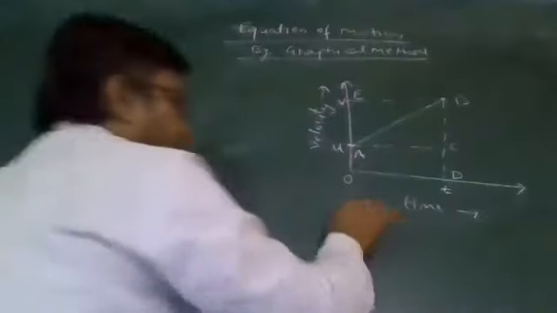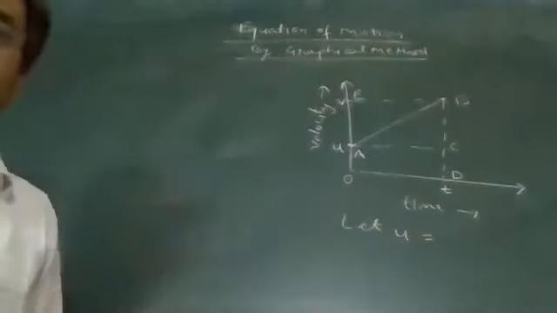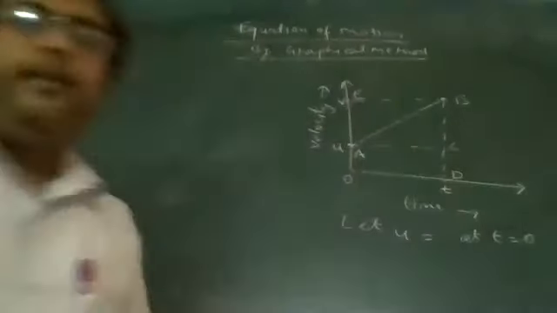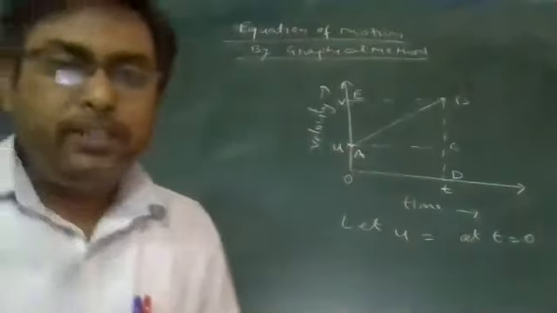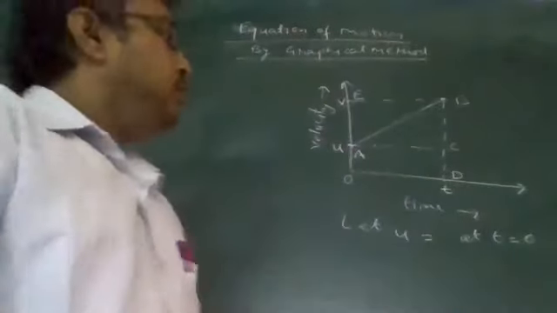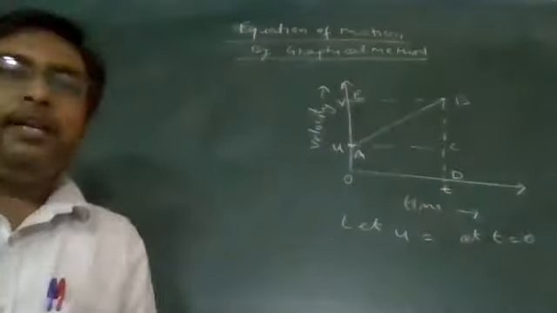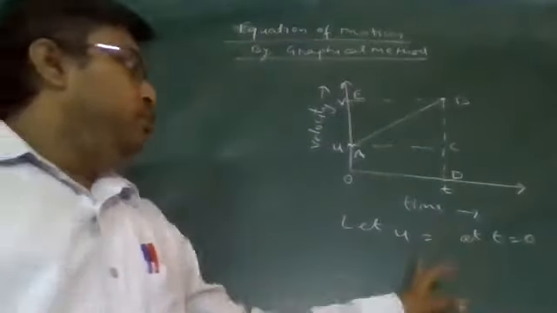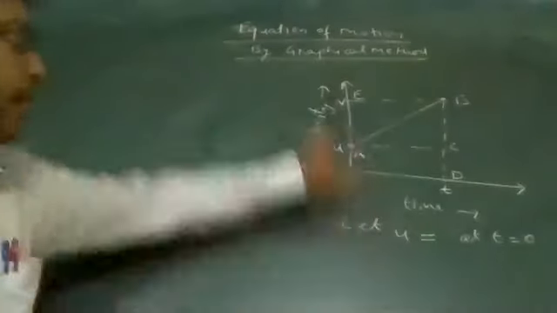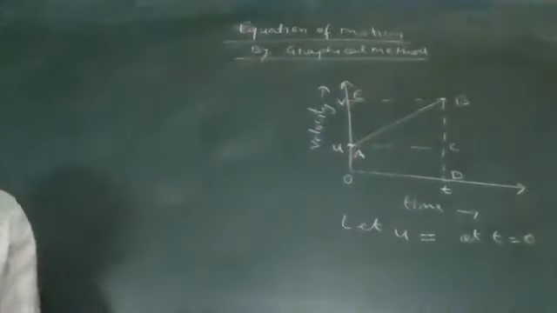Now, what do all these symbols mean? What is u? u is equal to the initial velocity at t equals 0. When time is 0, the velocity is the initial velocity. Initial velocity is not 0 here. It is represented on the graph by OA.